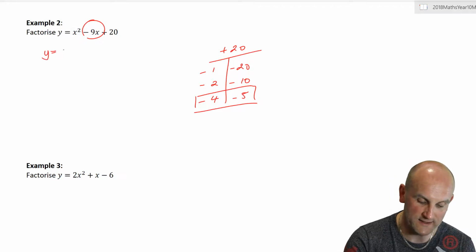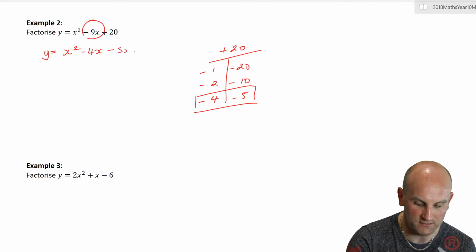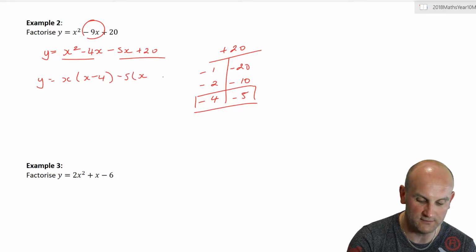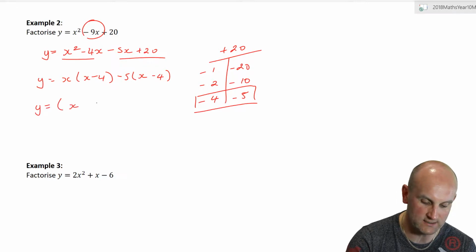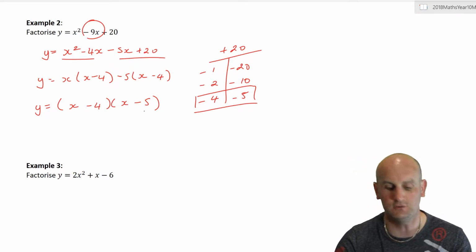So, expanding this out gives me x squared minus 4x minus 5x plus 20. Factorising pairs, take the maximum out, gives me x minus 4. Take out minus 5 gives me x minus 4. Yay, life is good. I can now write that as a factorised thing, that gives me (x minus 4)(x minus 5). And now I'm going to tell you the shortcut.